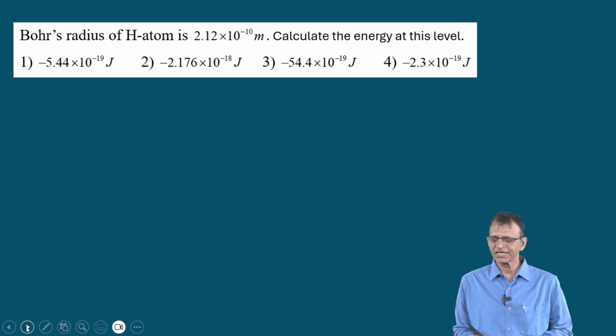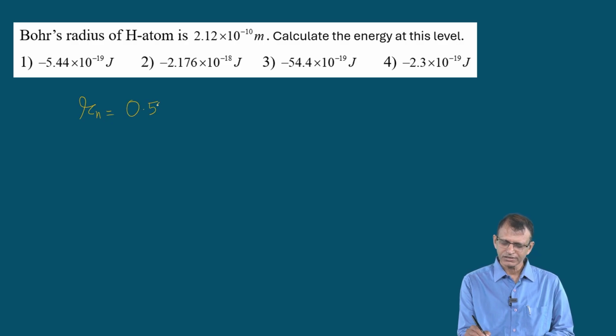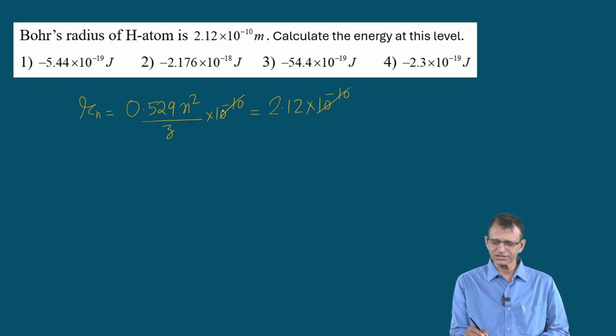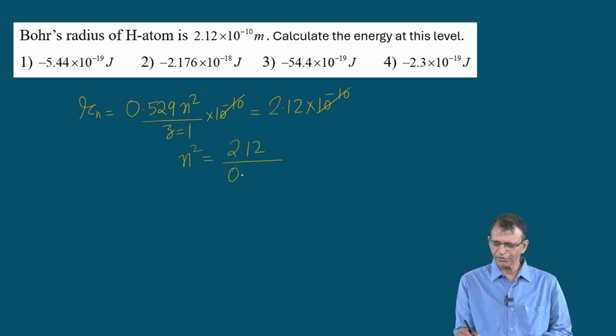Bohr's radius of hydrogen atom is 2.12 into 10 to the power minus 10 meter. Calculate the energy at this level. So Bohr's radius rn is equal to 0.529 n square by Z angstrom, that is 10 to the power minus 10 meter, and this radius is given as 2.12 into 10 to the power minus 10. So this 10 to the power minus 10 will cancel out. Z is equal to 1 for hydrogen atom. So this is almost half, and if we take this in denominator we can write that n square is equal to 2.12 divided by 0.529. So this is approximately 4.